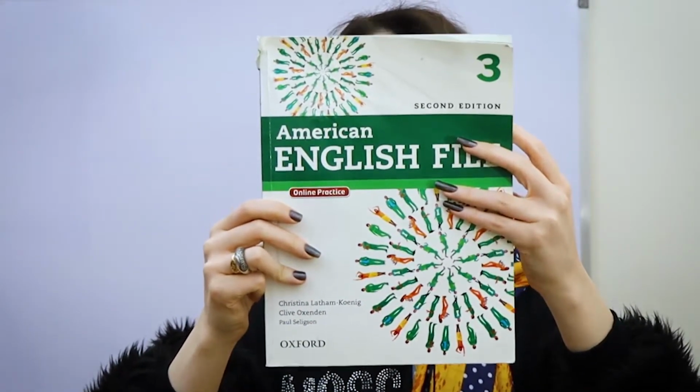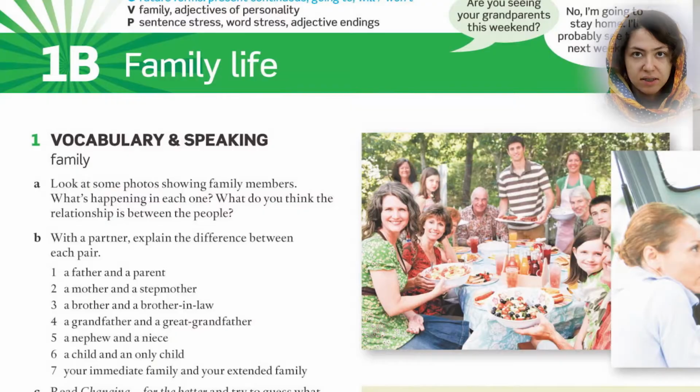Today we are going to work on American English File 3. So, we are on Unit 1, Part B, 1B, okay? Page 8. Let's go. Family life. We are going to talk about family and we are going to learn a lot of vocabulary about family, plus grammar. There are a lot of things to be learned here.